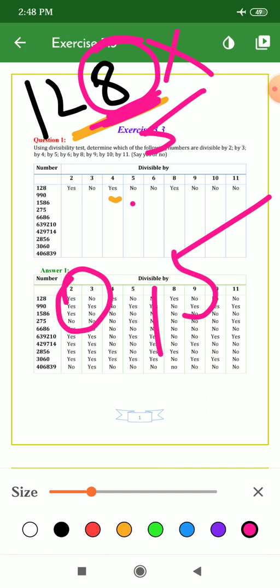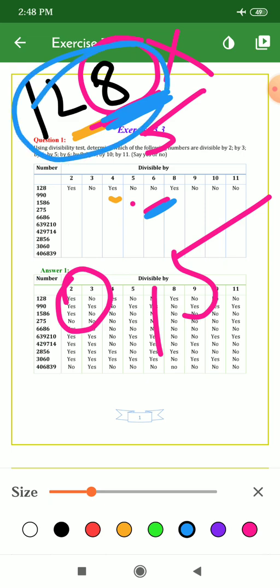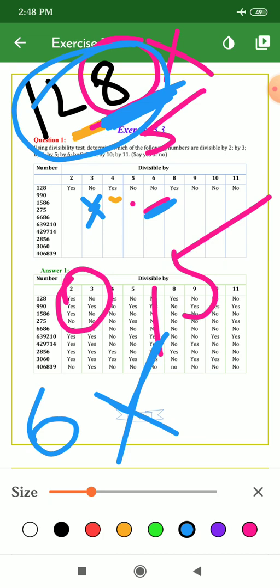Now we proceed for 6. What is the rule for 6? That if the number is divisible by 2 as well as by 3, then only the number will be divisible by 6. Yes or no? But this 8 is divisible by 2, it means the whole number is divisible by 2. But the 8 does not follow the rule for 3. So the divisibility rule will not be followed for 6.